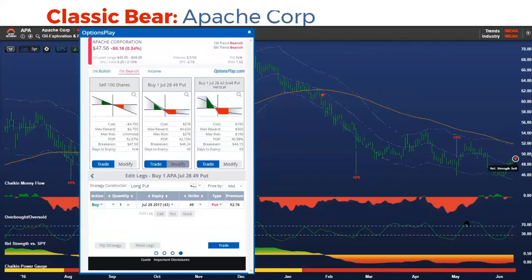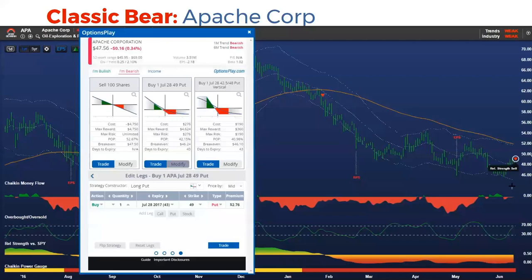Look at the money flow on this thing. The power gauge is terrible. The relative strength is terrible. This is a classic bear. So I look for a target. The lower band was at about $45, 44 and change, I think. So I looked a little bit below that, because I expect the bands to keep falling. I usually go just slightly below that, and that's my target.